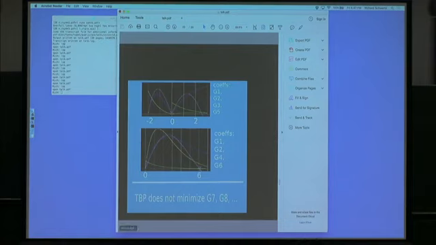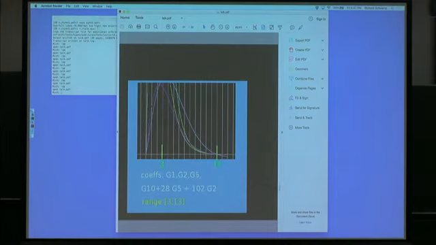The triangular bipyramid doesn't minimize G7 or G8, so your luck kind of runs out. But then I got the idea to look at G1, G2, G5, G10 plus 28, G5 plus 102, G2. So the idea is that the triangular bipyramid is a minimizer for these and not for this one. But if you add a bunch of these back, you can add enough so that it's, again, a minimizer. And when you do this, you pick up all the exponents between 3 and 13.